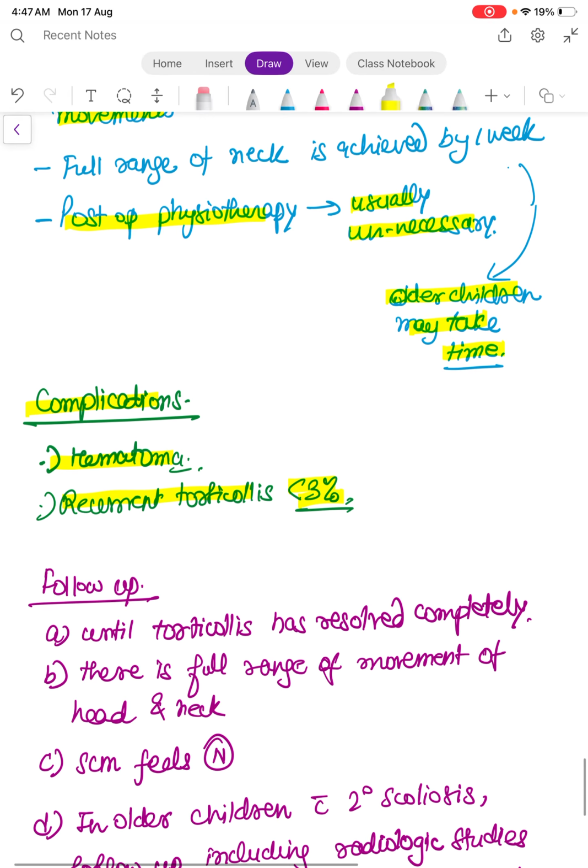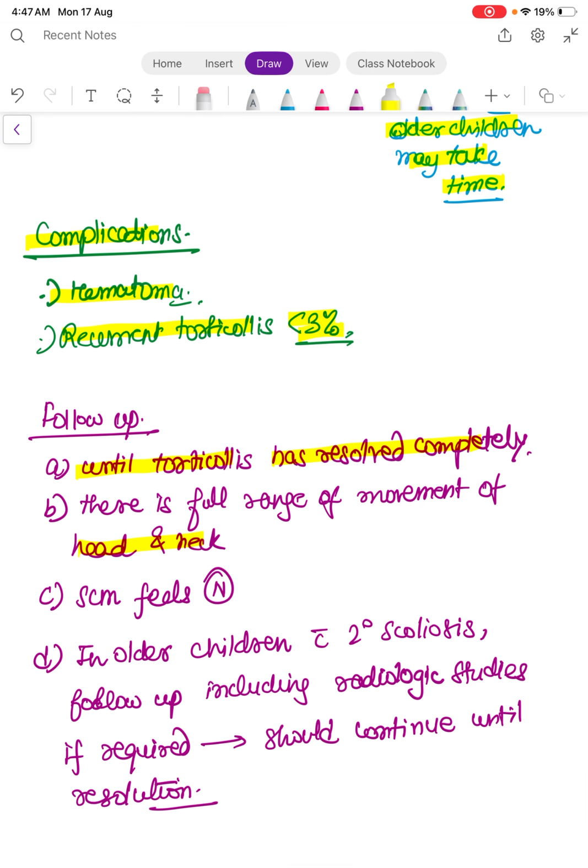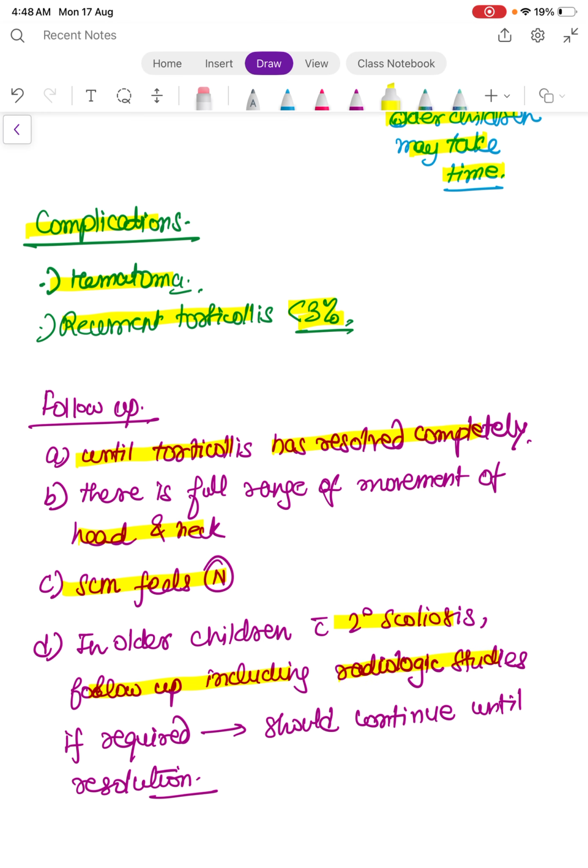For follow-up, there are 3 to 4 things to remember: until the torticollis has resolved completely and there is a full range of movement of the head and neck, which takes around 1 week in younger children or infants, and the SCM, the sternocleidomastoid muscle, feels normal. In older children with secondary scoliosis, follow-up should be done, including radiological studies wherever required, and it should continue till complete resolution. So that is all about the second part.